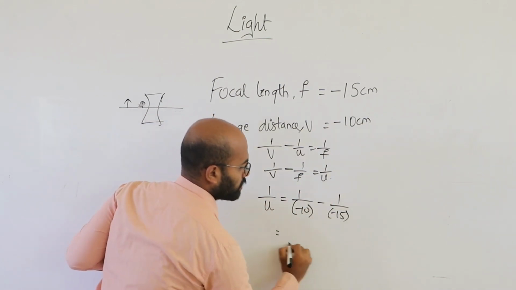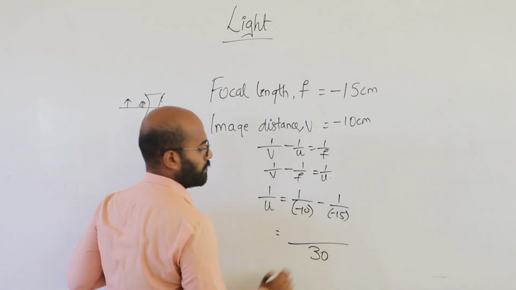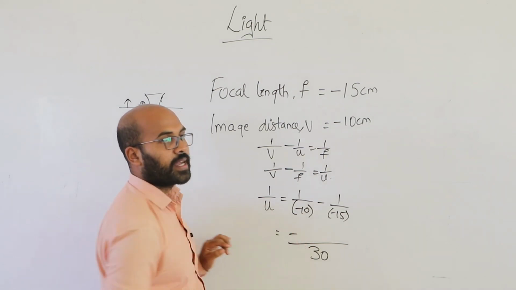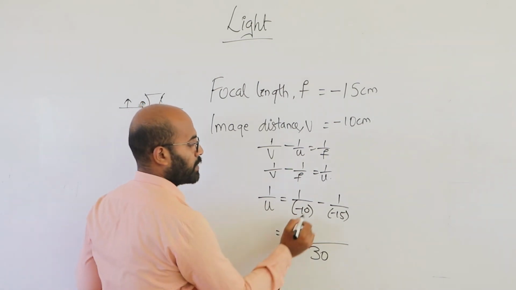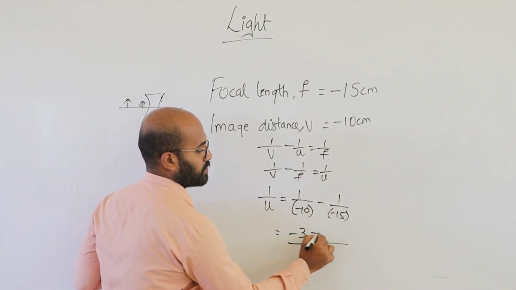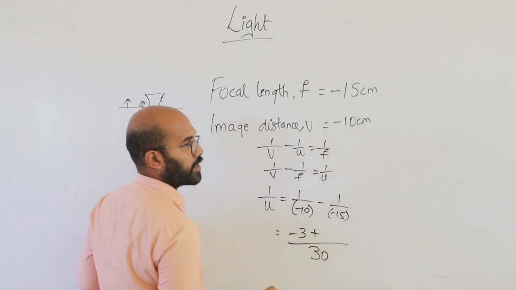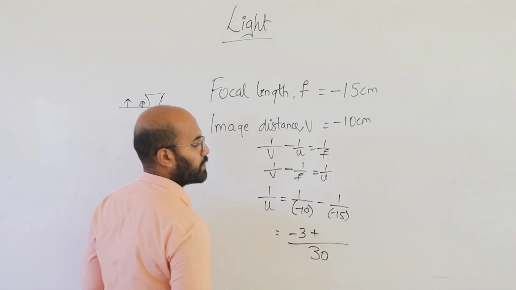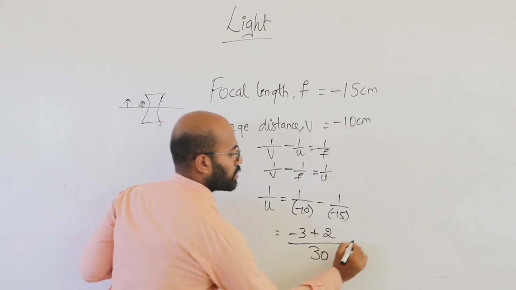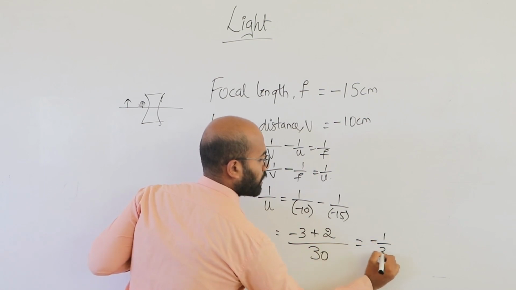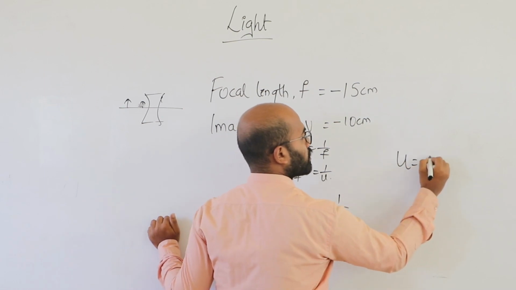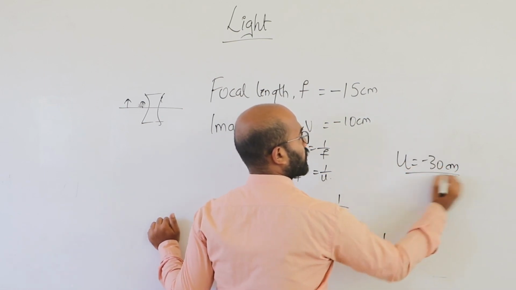So LCM is 30, so it is minus. So this 10, if it has to become 30, I need to multiply with 3. So 1 into 3 is minus 3. Minus into minus is plus. So 15, if it wants to become 30, I need to multiply with 2. So similarly in the numerator, it's 2. So it is minus 1 by 30. This is 1 by u. So what is the value of u? It is minus 30 centimeter.